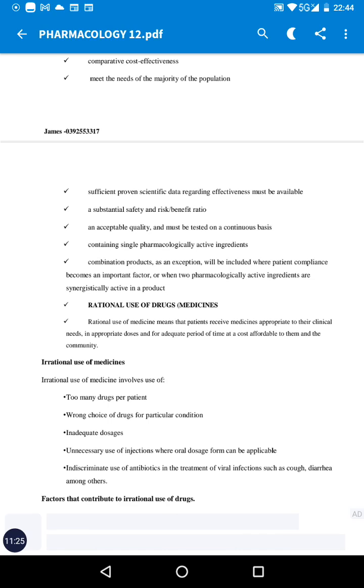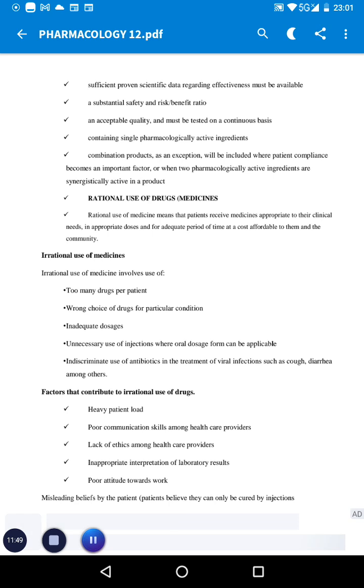Now, there's what we call rational use of drugs, which means a patient receiving medicines appropriate to their clinical needs. The rational use of drugs or medicine emphasizes ensuring that patients get what they deserve in order to satisfy the needs for their treatment. Now, let's look at a patient getting the right dose for their treatment and also at an affordable cost.